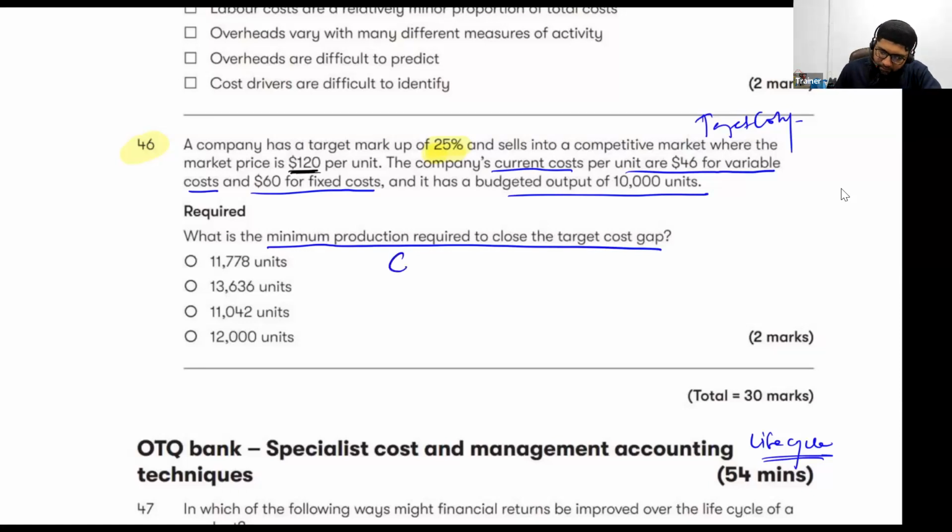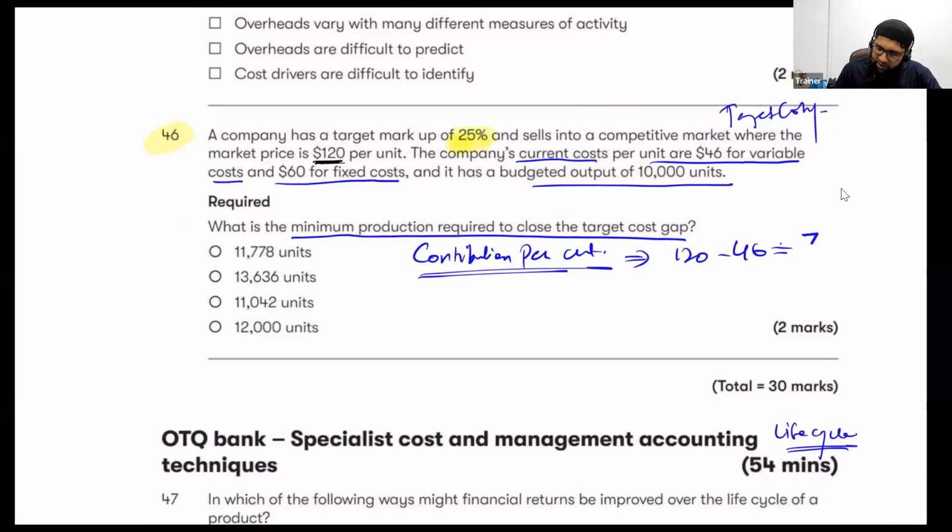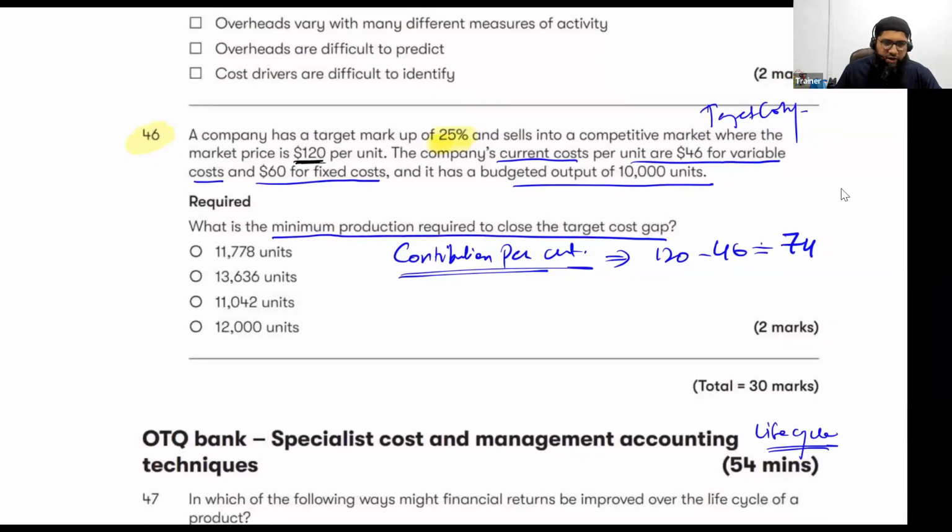You would say contribution per unit. Contribution per unit is 120 minus 46. So when you say 120 minus 46, it is going to be 74. It is going to be 74, right?